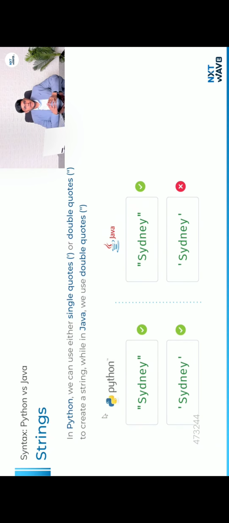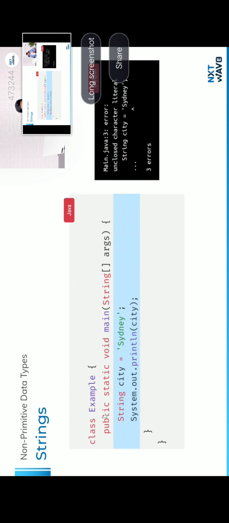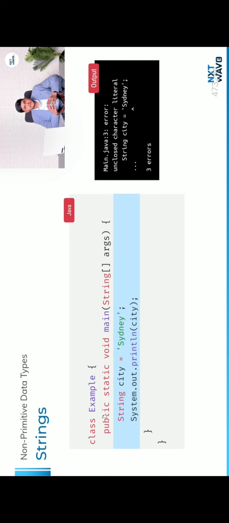And in case of Python, you can either use a single quote or double quote to create a string value. Whereas in case of Java, you can only use double quotes to create a string value, because we have already seen that if you are using single quotes, that means you are trying to create a single character. So as you can see, if we try to create a string value using single quotes, it will throw out an error in case of Java.